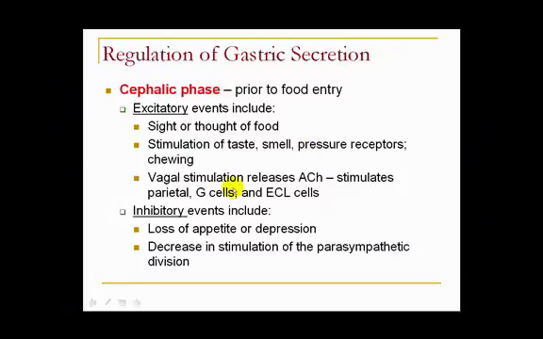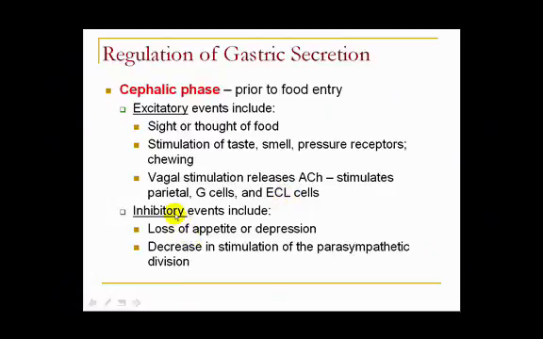The other thing is your parasympathetic nervous system. So remember, the parasympathetic nervous system is your rest and digest. So whenever your parasympathetic is dominant, you're going to be increasing all your digestive secretions and motility. So the vagus nerve is your big parasympathetic nerve that travels to your visceral organs, and it would release ACh because you remember that parasympathetic postganglionic neurons release ACh. So the neurotransmitter ACh can activate parietal cells, G cells, and ECL cells to produce more secretions.